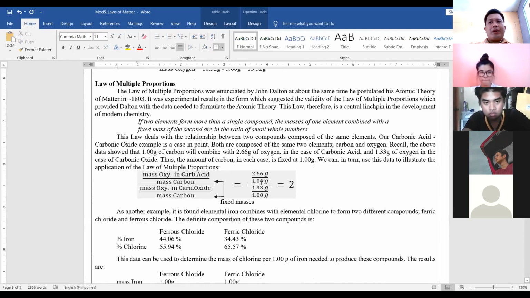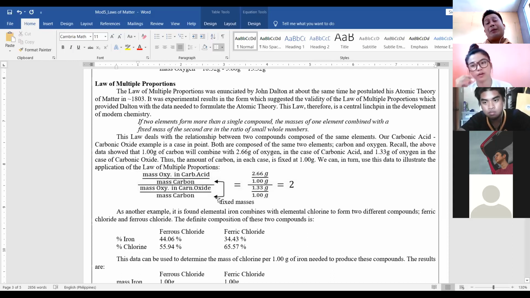Law of multiple proportions states that if two elements form more than one single compound, the masses of one element combined with the fixed mass of the second are in the ratio of small whole numbers. So for example, here class, our fixed element here is carbon.